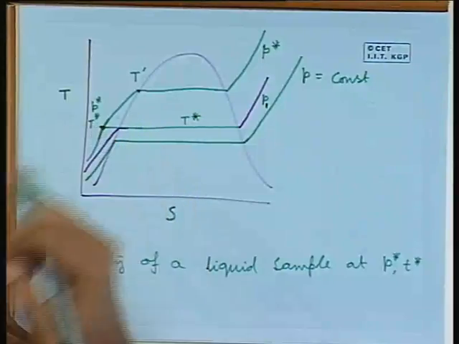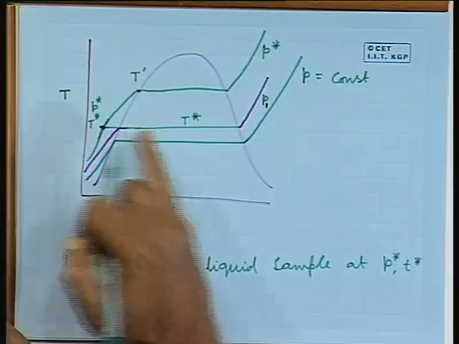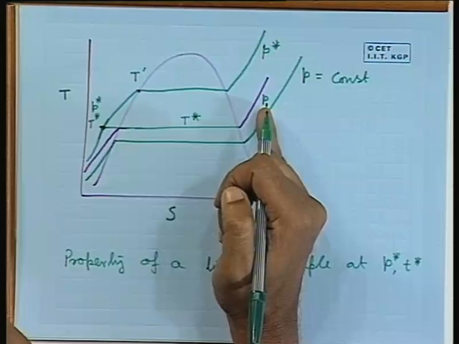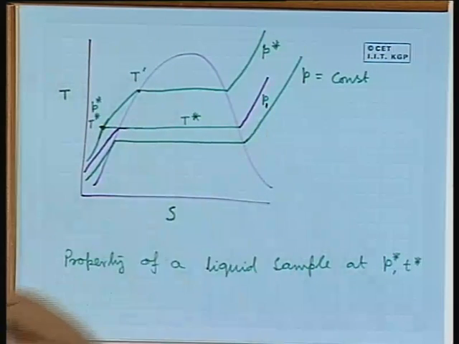So, if we take this temperature, corresponding to the temperature, the saturation pressure is P1, but the pressure of the liquid is more than the saturation pressure. So, that is why this liquid is also called compressed liquid. So, the liquid state is denoted either as subcooled liquid state or compressed liquid state.